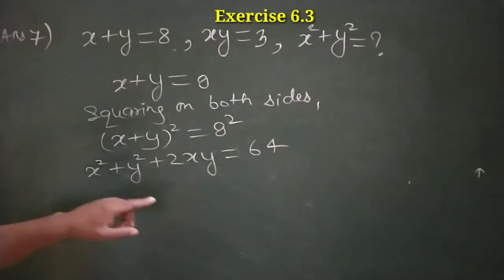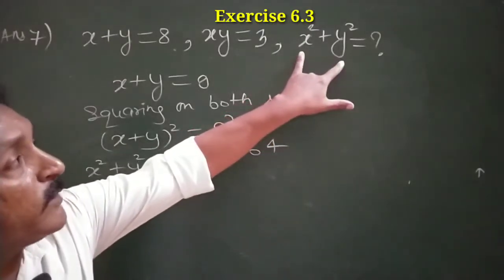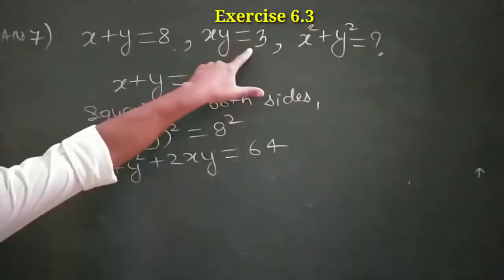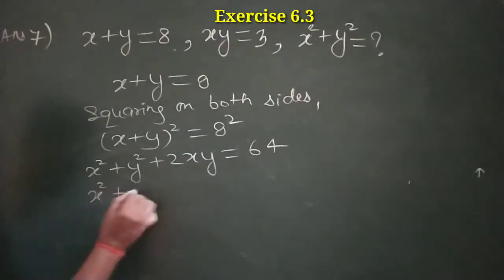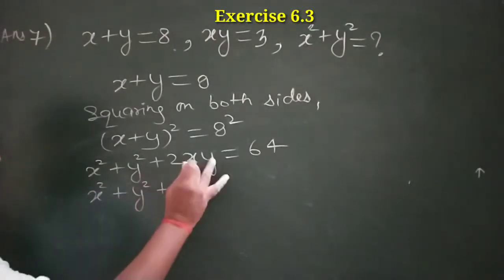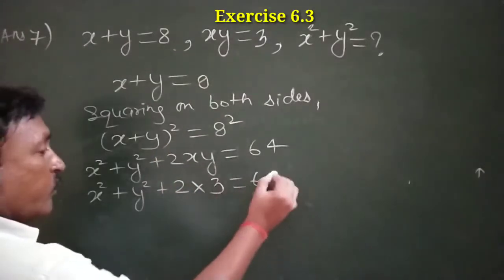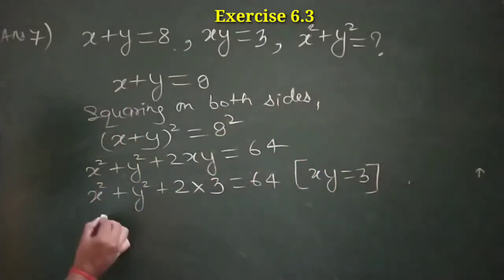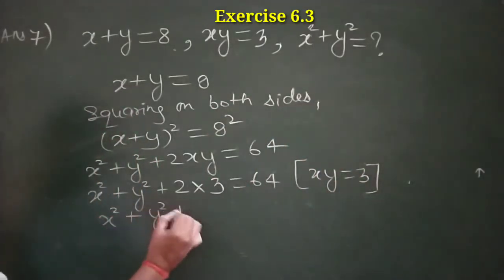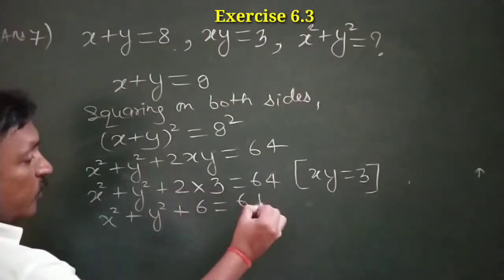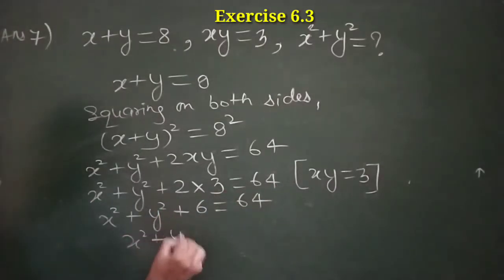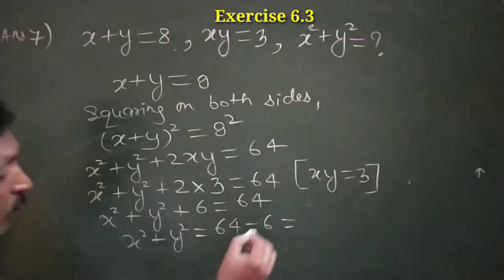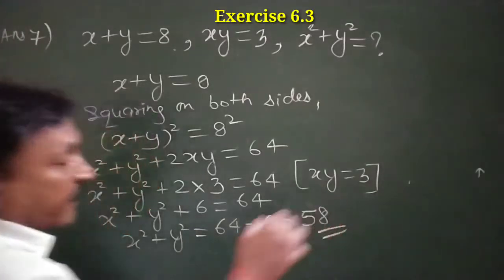Okay, we have to find the value of only x square plus y square. It means in place of xy, its value is given to us. How much? 3. So in place of xy, substitute the given value 3, equals 64. Mention it here that xy is equal to 3. So x square plus y square plus 3 times 2, which is 6, is equal to 64. x square plus y square, send 6 to the right hand side, 64 minus 6, so 58 is our needed answer.